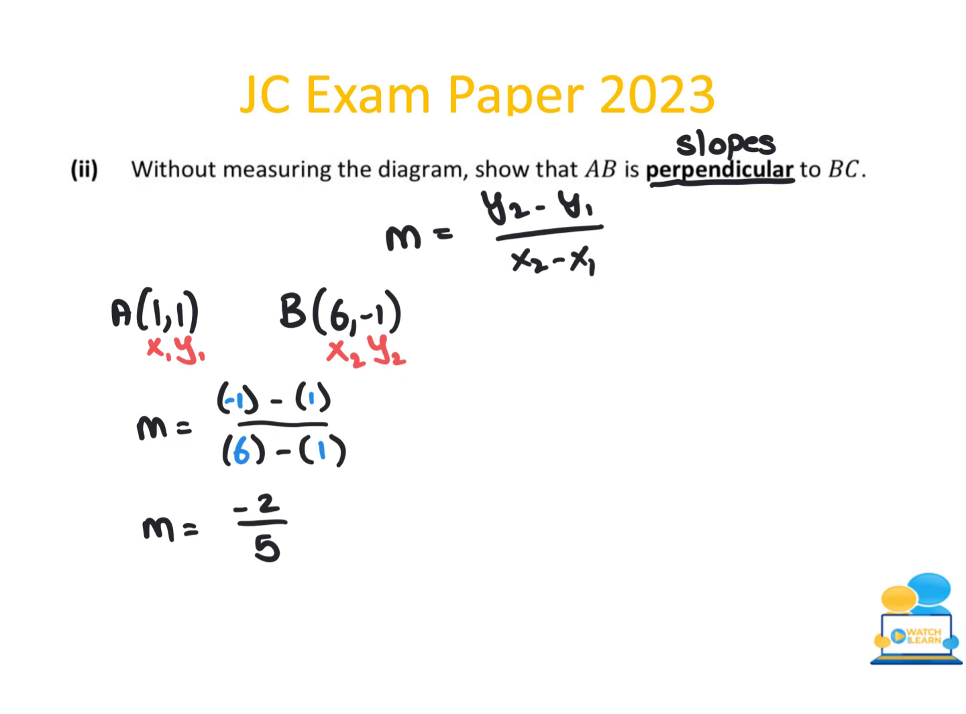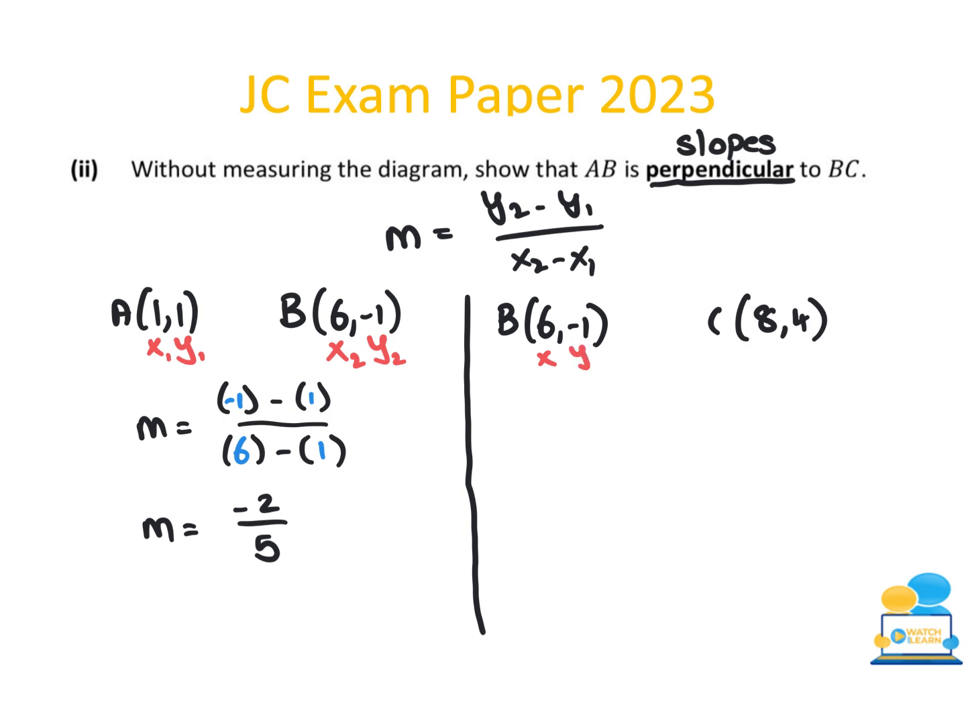Therefore, if these lines are perpendicular to each other, the slope of the line BC should be positive 5 over 2. So again, I'm going to do the same thing and check whether that works out. I'm going to write the coordinates of the line I want to find the slope of. That's B, which is 6, minus 1, and point C, which was the point 8, 4. Labelling those points again, 6 is my x coordinate and minus 1 is my y coordinate of B, and likewise in C, 8 is my x coordinate and 4 is my y coordinate. I'll put B as my first point and C as my second point.